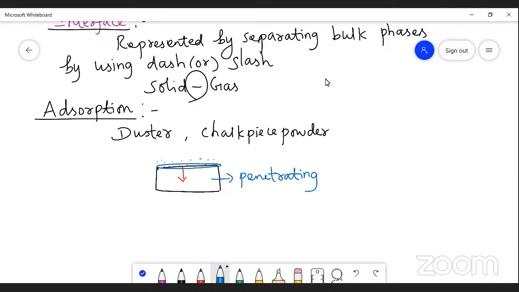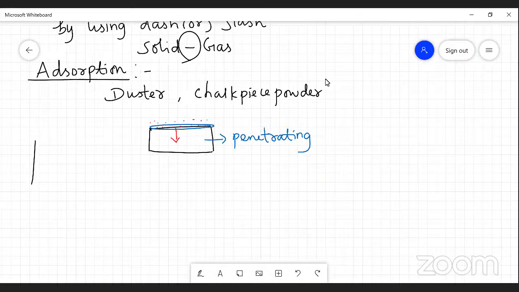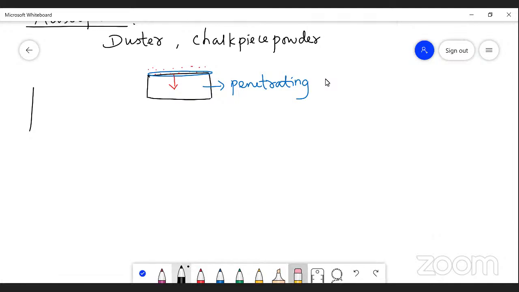Now I'll give you one more difference, because what is absorption? What is absorption? We want to verify.